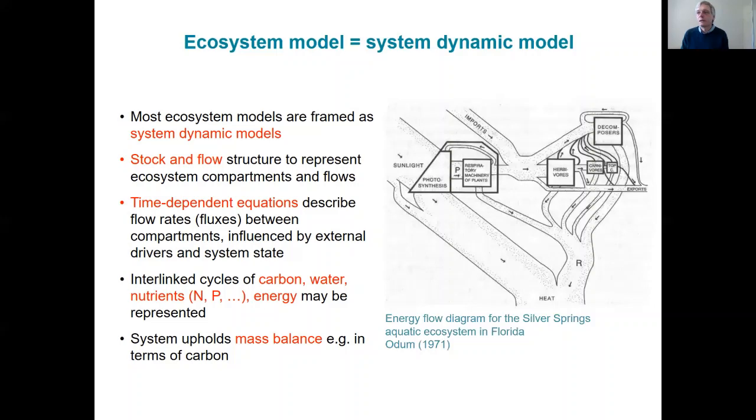Ecosystem models we use today have probably a common ancestor in the work of the Odum brothers working in the 60s and 70s, and a classic study of an aquatic ecosystem in Florida, Silver Springs, where this kind of diagram showing the energy flows, chemical energy, bound to biomass and to detritus and to particulate organic carbon in the water, is the currency of a stock and flow type representation of this ecosystem.